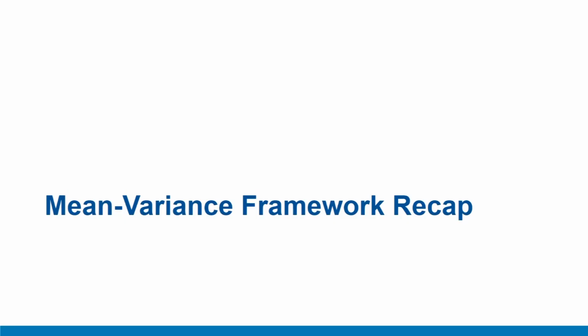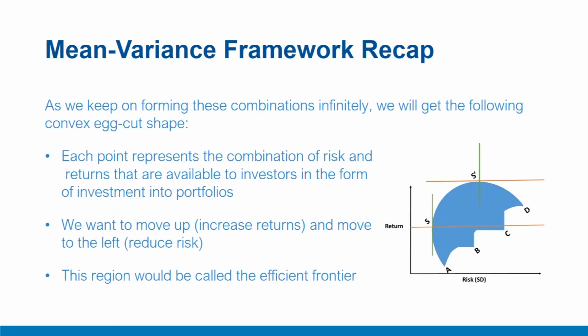In this video, we'll recap our discussion on the mean variance framework. Recall the discussion in the video on portfolio optimization. We started with 4 securities A, B, C, and D, and we kept forming different combinations of these securities. As we keep on doing that in a return and standard deviation space, we obtain what is called the feasible region. This blue region is the feasible region, which represents all possible combinations of return and risk, that is standard deviation.